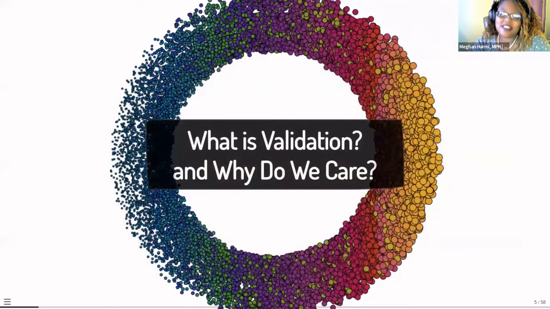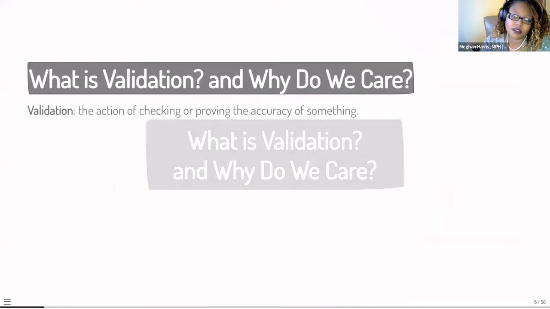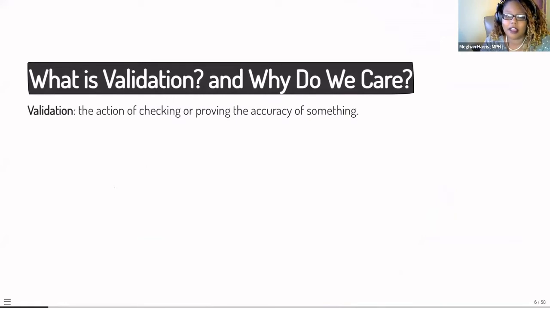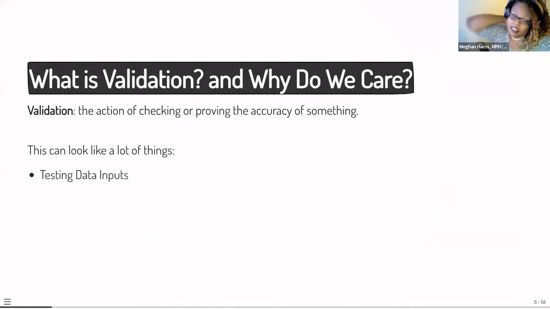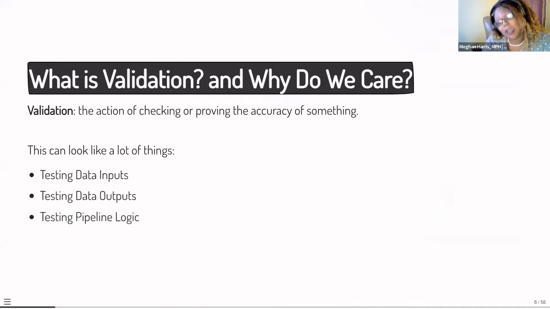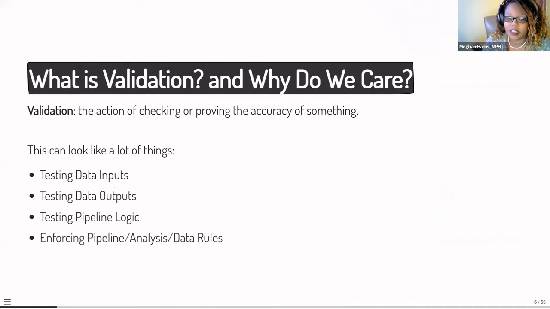So now, what is validation and why do we care? Really simply, validation is just the action of checking or proving the accuracy of something. That's pretty much it. And it can look like a lot of things though, right? It can look like testing data inputs. It can look like testing data outputs. It could look like testing pipeline logic, or it could look like enforcing pipeline analysis or data rules. Obviously, everything does not all the time fall into these four categories, but from my experience working the last 5-6 years in this field, something always falls into these buckets for me.